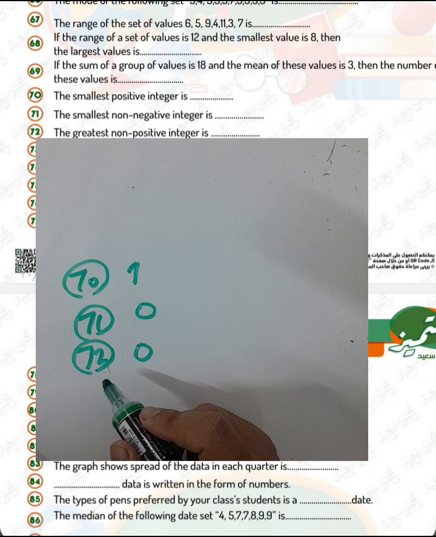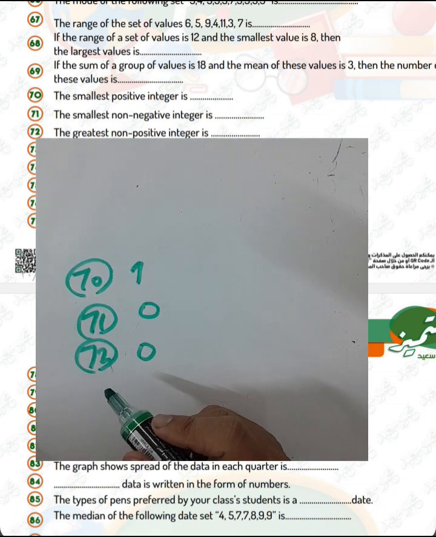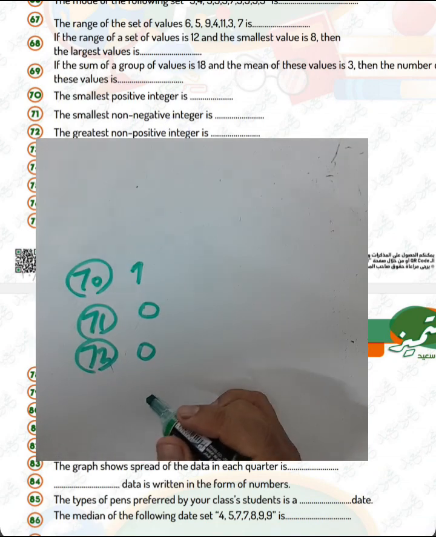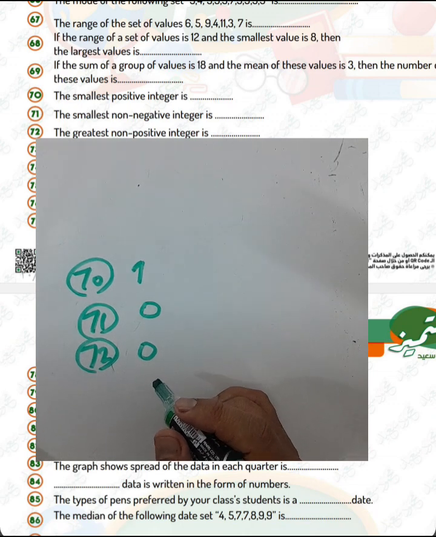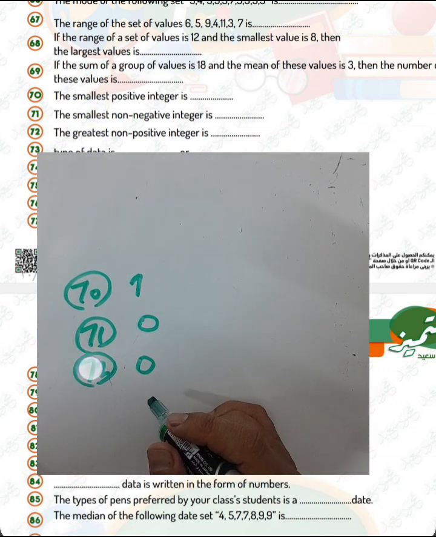the smallest positive integer will be 1, and the smallest non-positive. Okay, you must change this word here. The greatest non-negative integer will be 0, and the smallest non-negative integer will be 0. Okay, you must change this word. Write greatest and smallest: the greatest non-negative integer is 0, and the smallest non-positive integer is 0. Okay, you must change this word by this word.